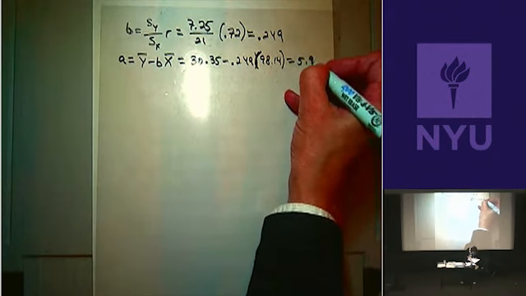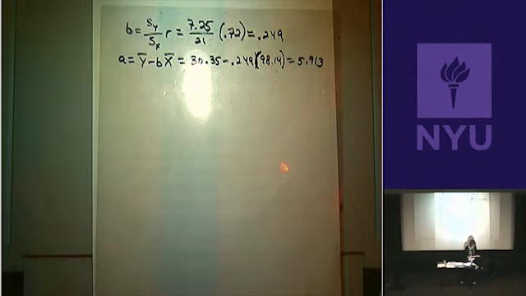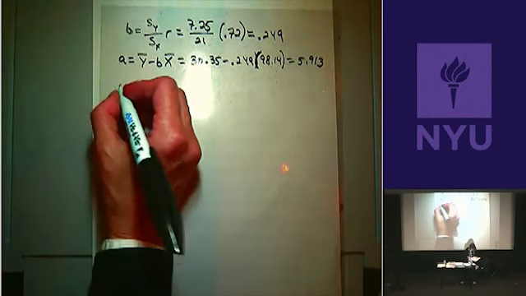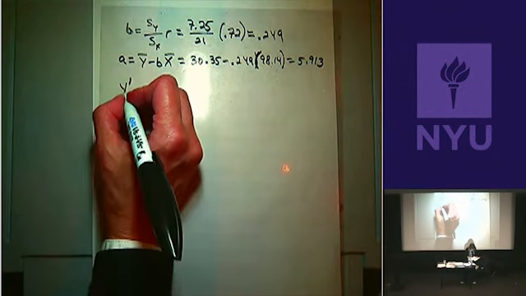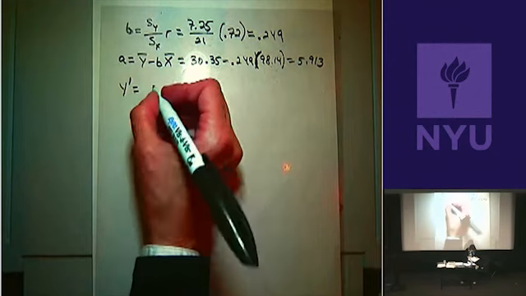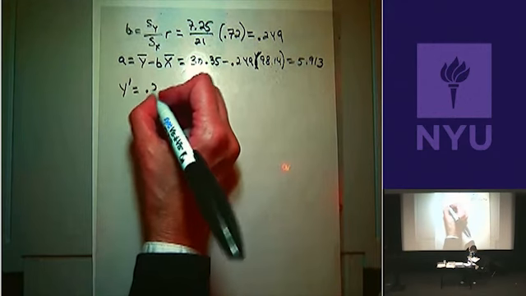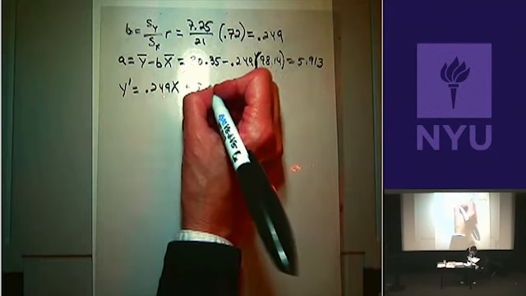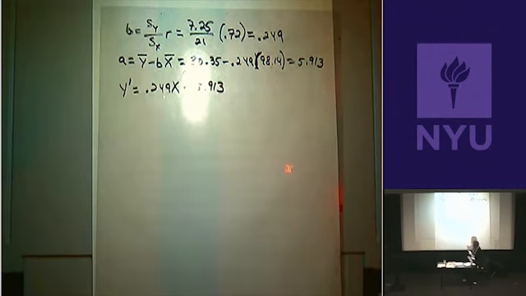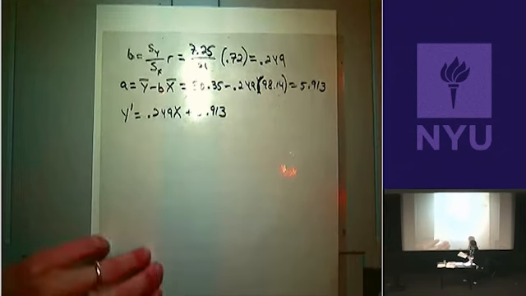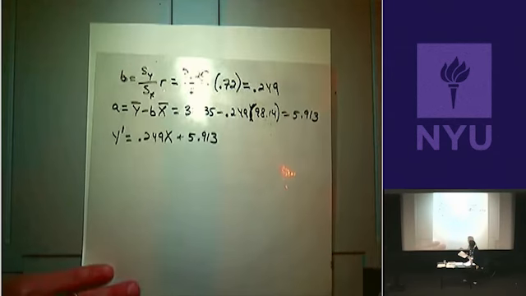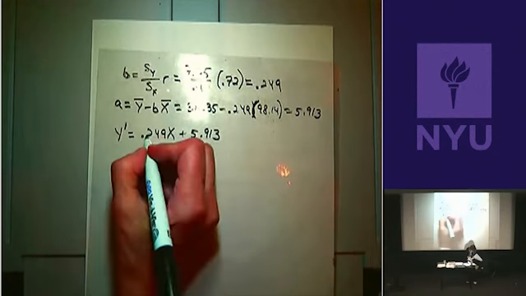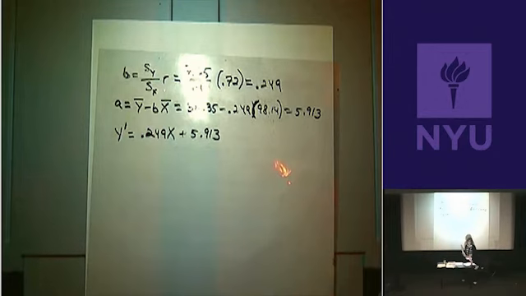That's my intercept, making the equation of the line. That's the equation of my line. Right? Pretty simple.